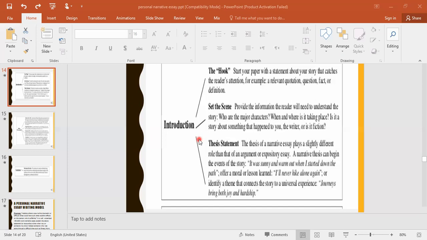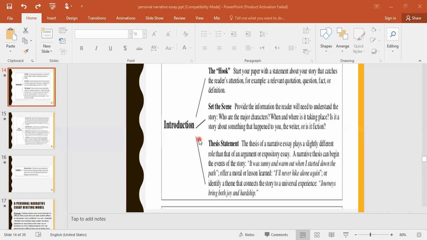شو يعني? يعني who are the major characters? When and where did the story take place? Is the story about something that happened to you, يعني to the writer, or about somebody else? هيدول كمان 2 sentences. You write in them the characters, when and where did the story take place, and is the story a story that happened with you or with somebody else. So until now we have writing a hook. Start your paper with a statement about your story. بعدين setting the scene, which should include the characters and the setting.